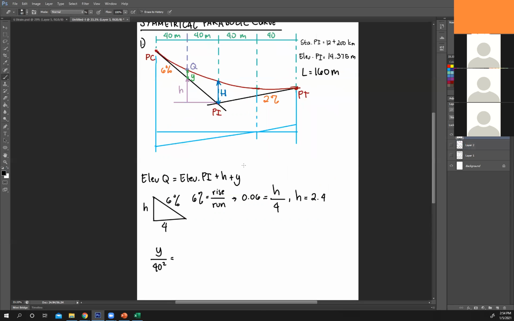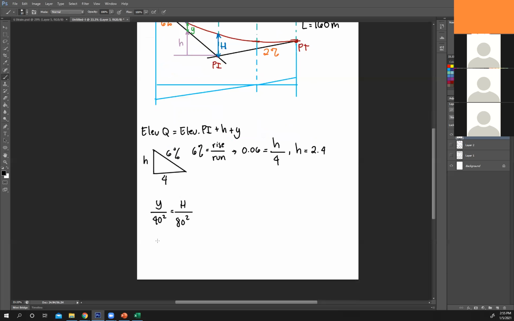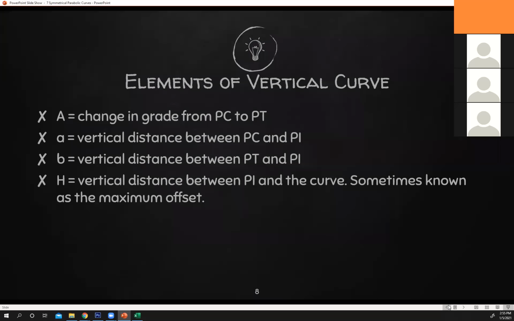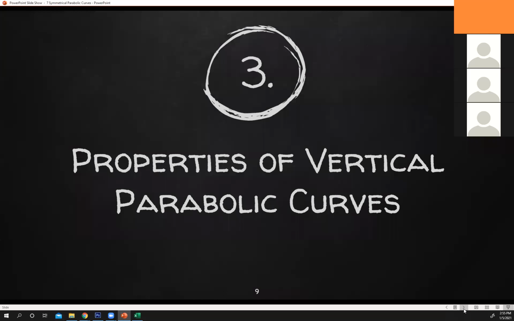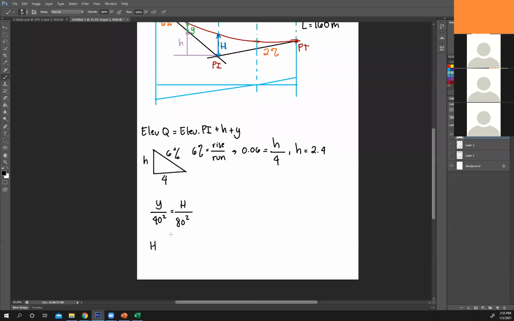Y equals H over this distance. Okay, and that distance again is 40 plus 40, so 80. Okay, now I have an equation for Y. To solve for Y, I need first to solve for H. So I can solve for H using this equation, since both are given. And H is 1/8 L times G1 minus G2.